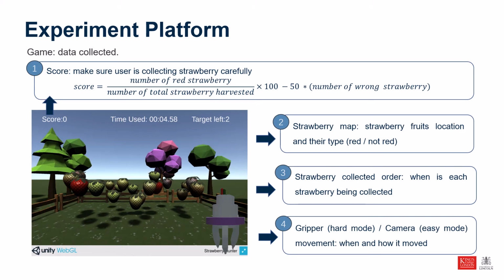And the strawberry map. It is all the strawberry fruits' locations and their types. So red ones as targets, not red ones as obstacles. Also, strawberry collected order. That is, when each strawberry is being collected since the game started. The last one, movement record. So when and how a gripper is moving in the hard mode, and when and how a camera is moving in the easy mode.